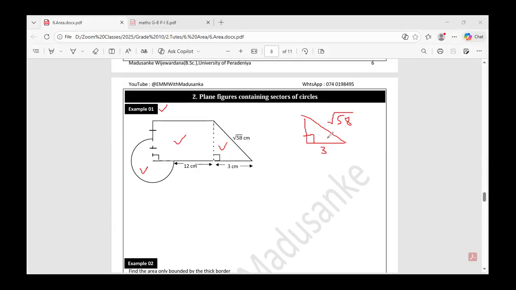Right? Can anyone tell me how we are going to find x? Pythagoras theorem. Yes, Pythagoras theorem. Super. And if you find x, you can find this r.